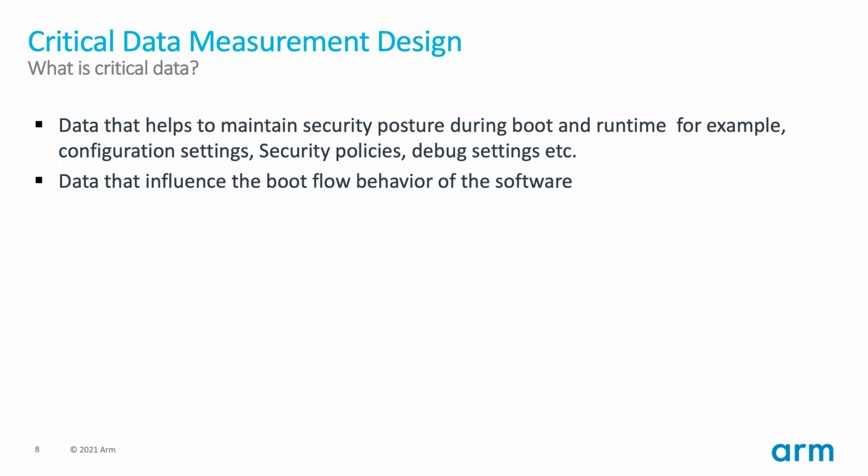So basically, what is critical data? Critical data helps to maintain the security posture during boot and runtime. Mainly we think about configuration settings, security policies, and debug settings. These can come under critical data, as can data that mainly influences the boot flow behavior of the software. Generally, any configuration changes that may alter the boot flow can come under critical data.